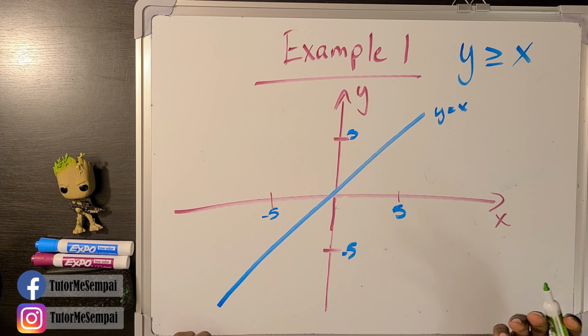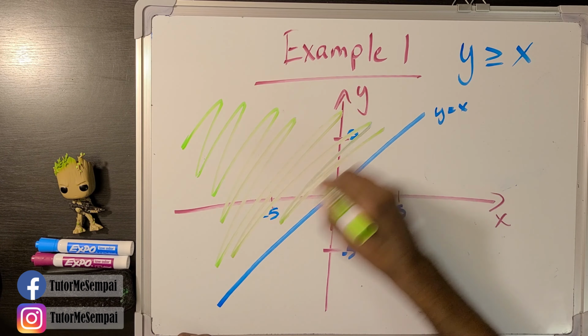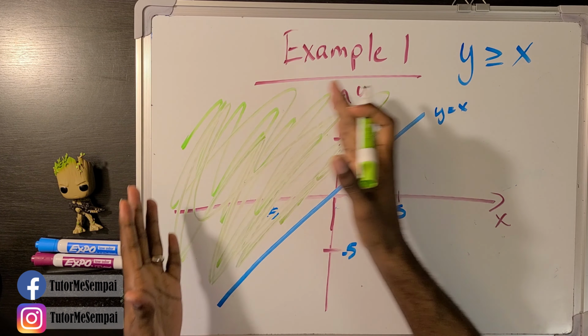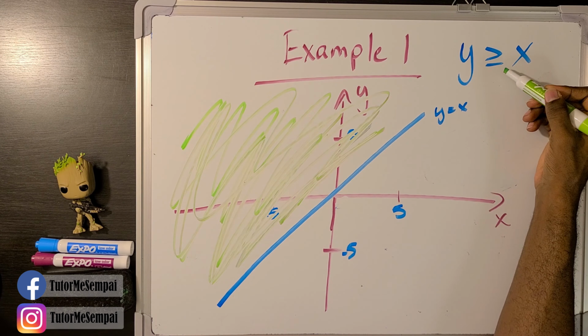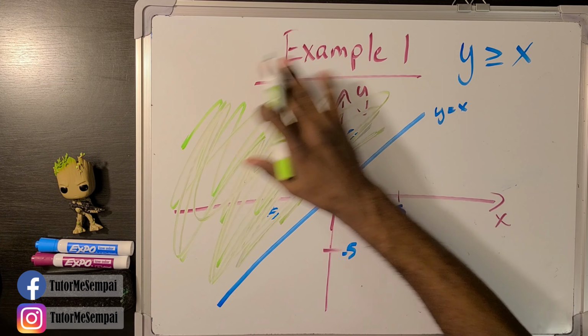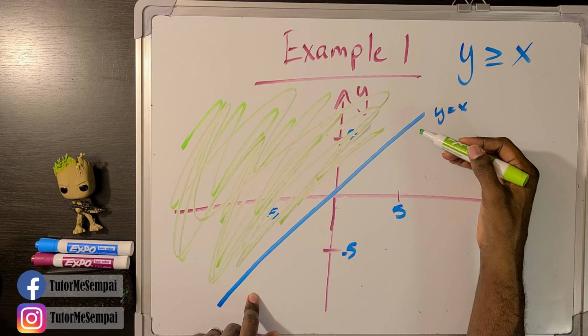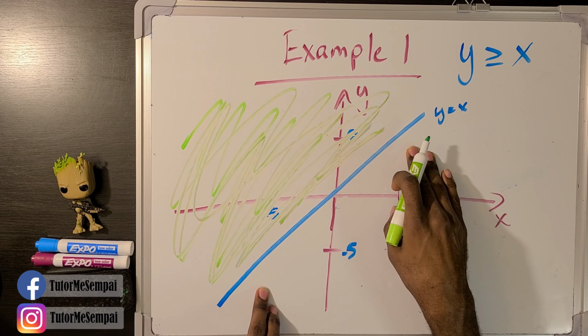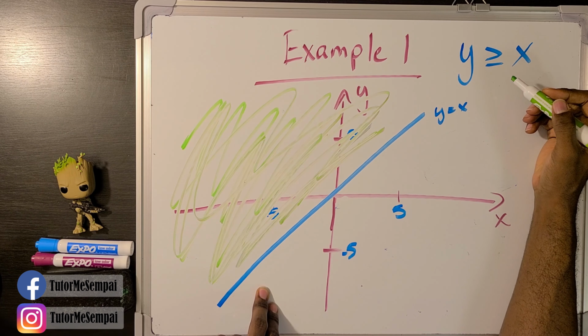But I've kept you in suspense long enough. This is going to be what we're shading. And this just means every point over here is going to satisfy this inequality, no matter what point you choose. Now this line, let's get back to the line. Remember, I said that this is going to satisfy our equation as well, because this is our first example.